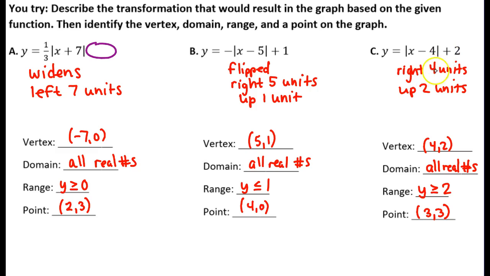For C, we have shifted to the right 4 units because it's negative on the inside. We've shifted up 2 units because it's positive on the outside. Vertex, opposite of negative 4 is 4, comma 2. Domain is all real numbers. This graph is pointed up, so y is greater than or equal to 2, the number at the end. Another point on this graph would be 3, comma 3. This concludes our lesson on characteristics of absolute value.